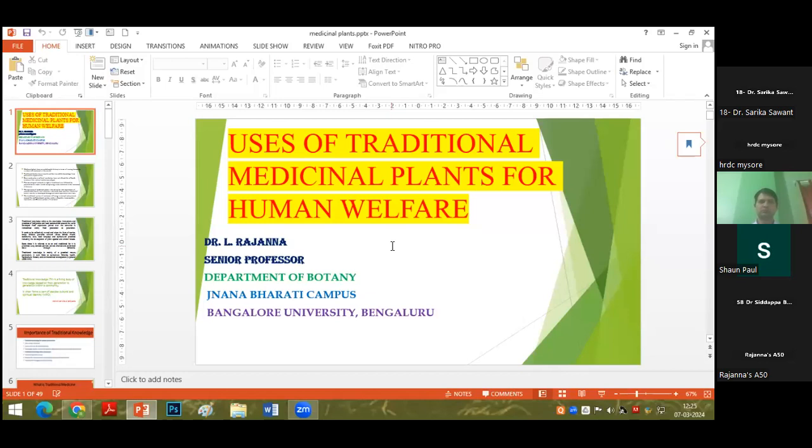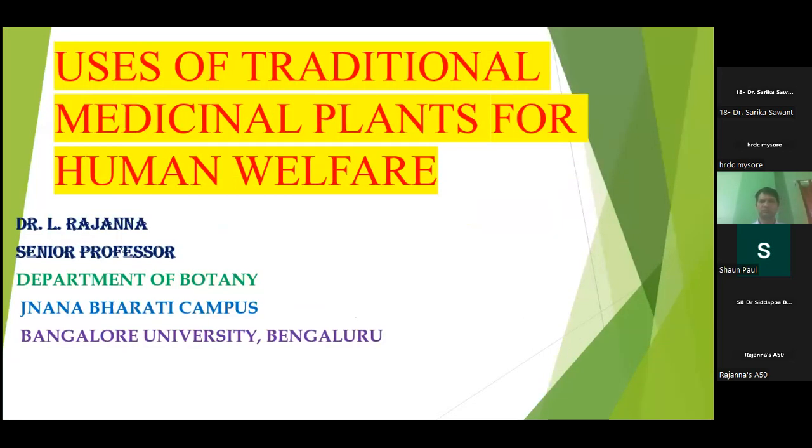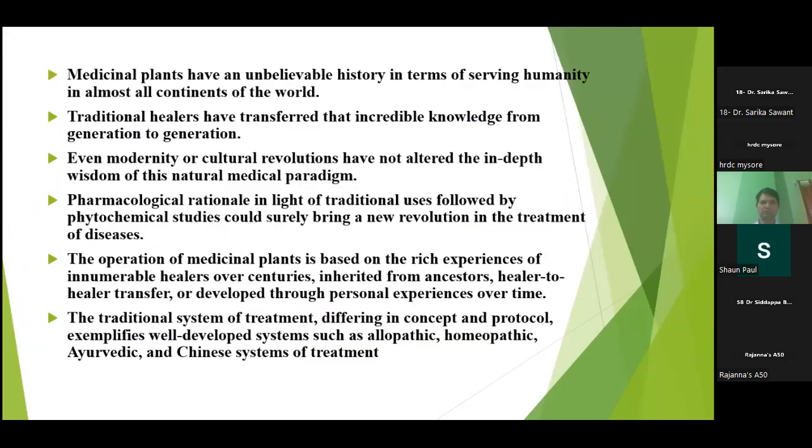First of all, I would like to express my sincere thanks to HRDC University of Mysore for providing this opportunity to share my knowledge with the well-learned graduates. I am Professor Rajanna, Senior Professor, Department of Botany, Bangalore University, Gnanabharati Campus, Bangalore. You know very well that medicinal plants have an unbelievable history in terms of serving humanity in almost all continents of the world.